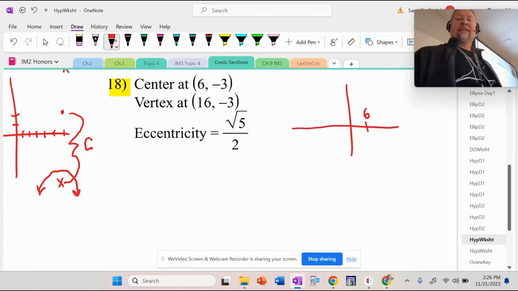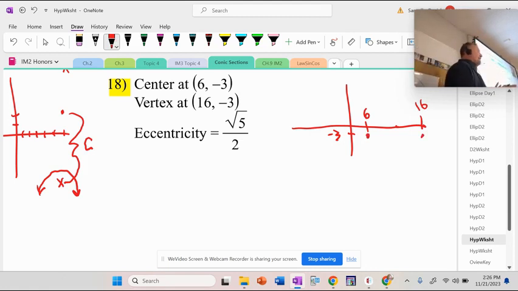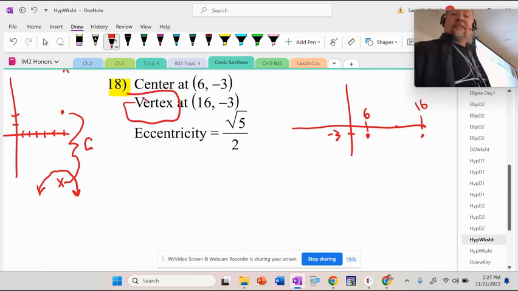And then here's 16, negative 3. Notice how I'm being kind of real cheap on my graphing because you just got to know where everything is in relation to each other. And those are called the what? Vertex. But remember, this is the center and that's one vertex.